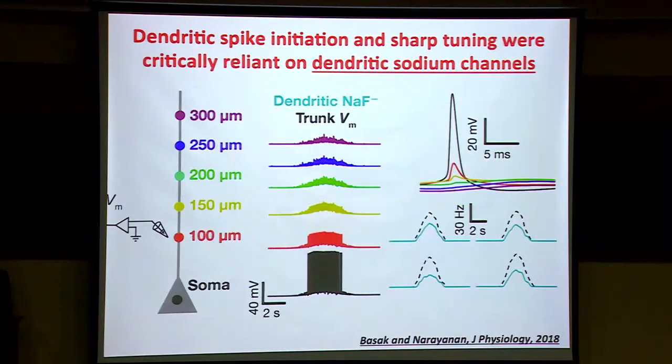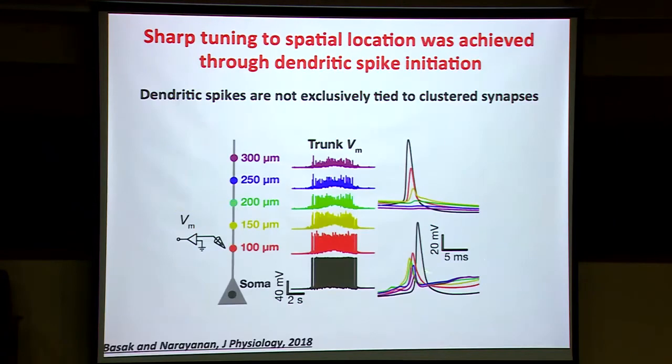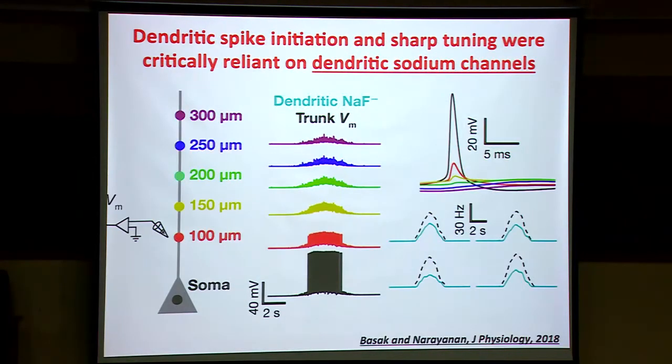And that is what led to the sharp tuning, because when she blocked the dendritic sodium channels, which are responsible for these dendritic spikes, you will get only somatic action potentials and not anything else. And you see that there is a significant reduction in the tuning over here. Right? So that significant reduction in tuning is because you don't have any dendritic spikes.